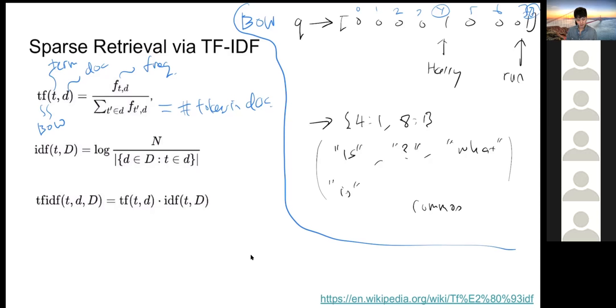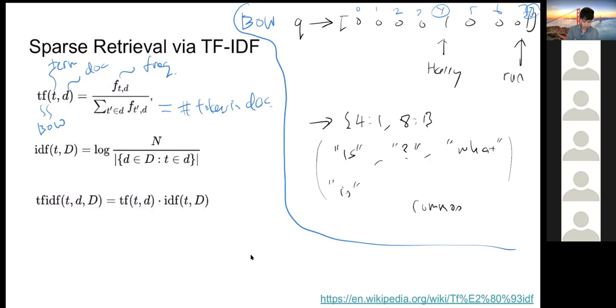So TF-IDF of t, small d, and big D is a multiplication of TF and IDF, where TF only depends on t and small d, and IDF only depends on t and big D. Then how do you compute IDF?